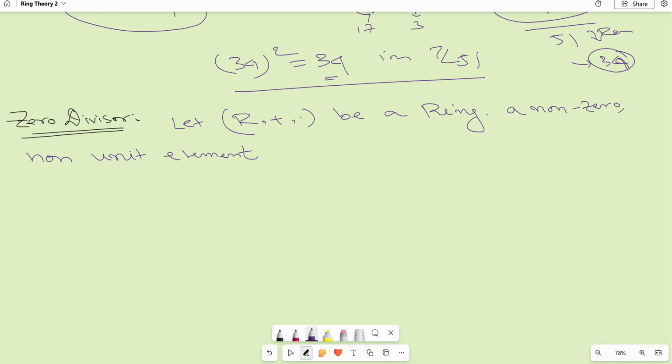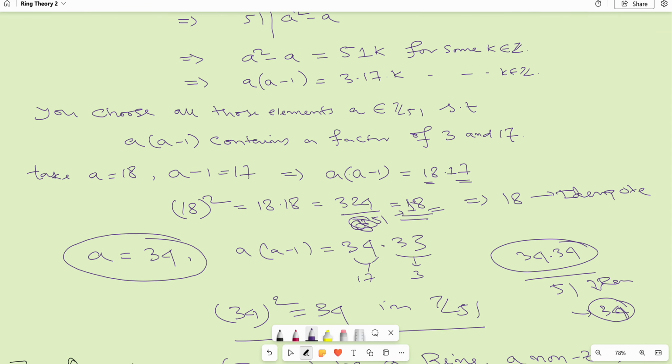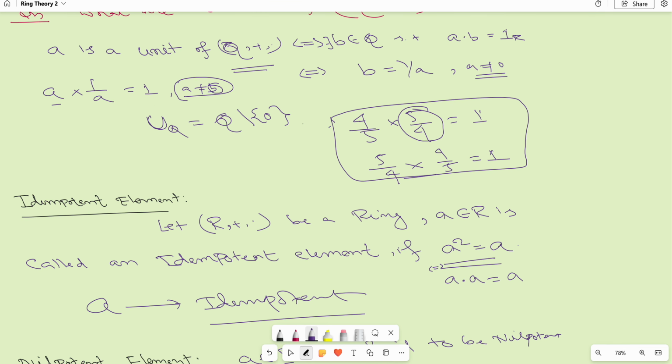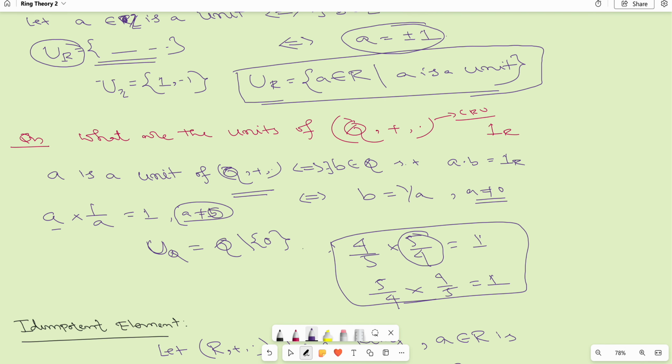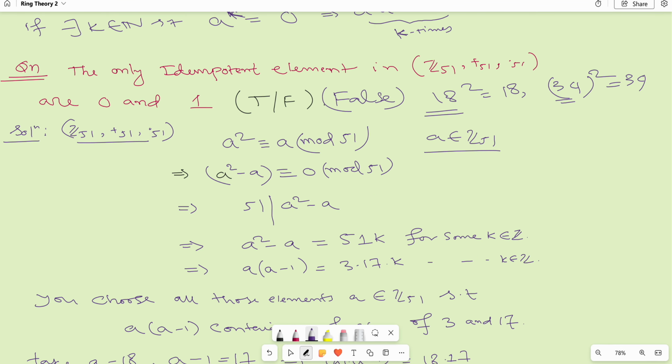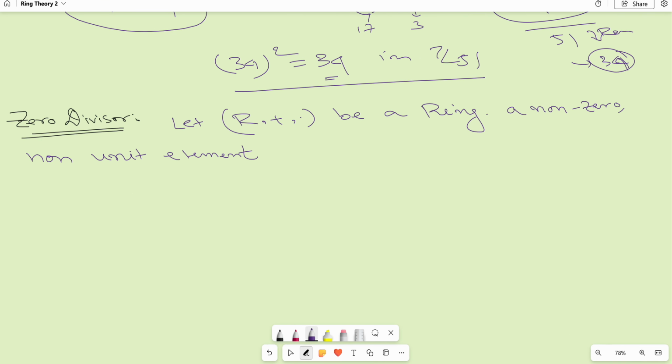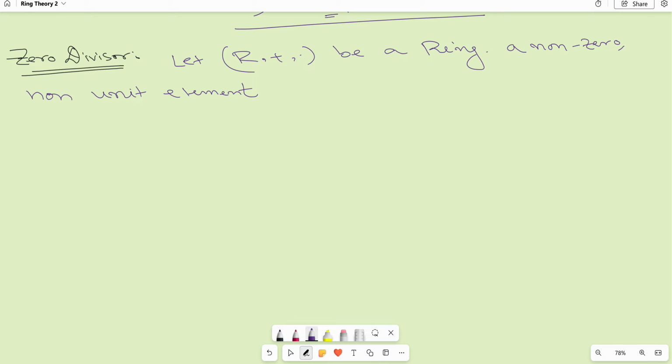for every a, non-unit means there is no b such that a · b equals 1_R, right? So the definition of unit I have given just a few minutes earlier. If there exists a b, so there does not exist one if a is a non-unit. So for a zero divisor, it should be a non-unit element. A unit will not work here.